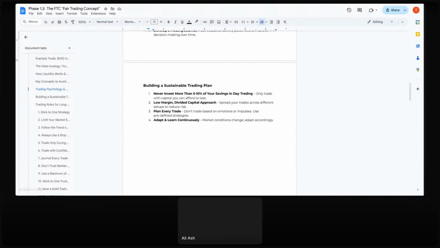And another topic is building a sustainable trading plan. So never invest more than 5 to 10% of your savings in day trading. Low margins, divided capital approach. So you have to buy the positions in portions. We call it layering. So you buy the first position at 30%, then you buy 20%, then you buy 30%, then last you buy 20%. So you have to divide your positions into four segments, and we call it layering. Then plan every trade and adapt and learn continuously. That's how you will build a sustainable trading plan.